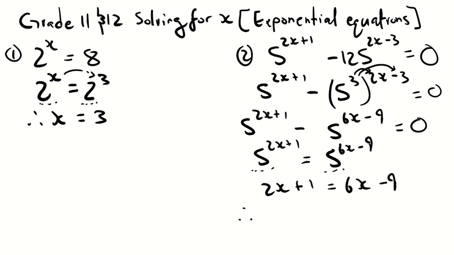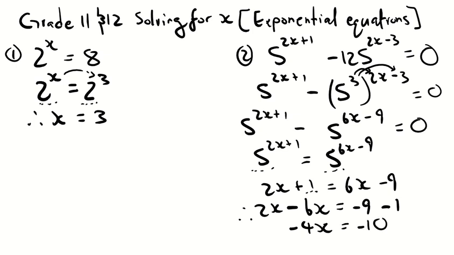So if we take 6x to this side, it becomes negative 6x. We drop negative 9 as it is. Positive 1 comes to the other side and becomes negative. 2x minus 6x is negative 4x. Negative 9 minus 1 is negative 10.